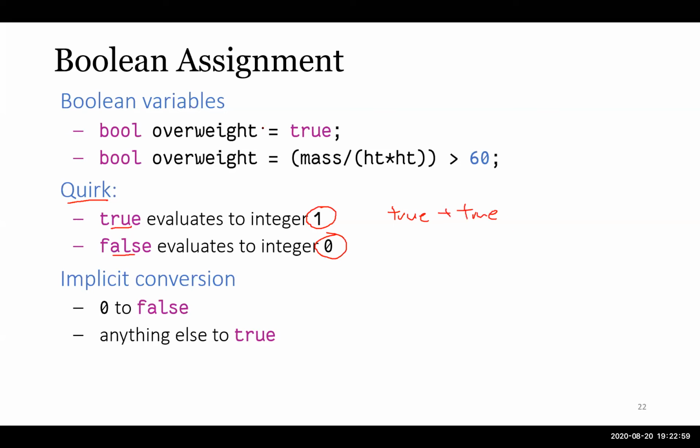Internally, true has a value of 1 and false has a value of 0. So this is how it works internally. With this, there's an implicit conversion. Remember from the integer type, last week we talked about implicit conversion, right? From integer, we can convert to bool. There's some kind of conversion in between.